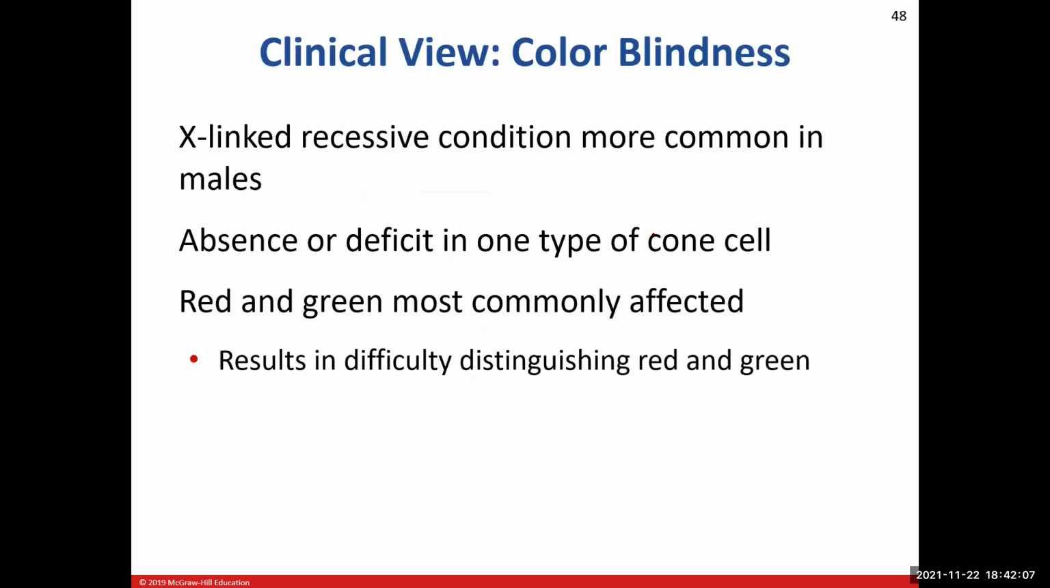It is an X-linked recessive condition, which means we'll see it in males more often than females, because, as you know, males have an XY chromosome, whereas females have an XX. In order for you to be colorblind, you have to knock out the X chromosome. Males only have 1 X chromosome. Females have 2, so it's harder to knock both of them out. That's why we see it more often in males. The colors that are most often affected are red and green.